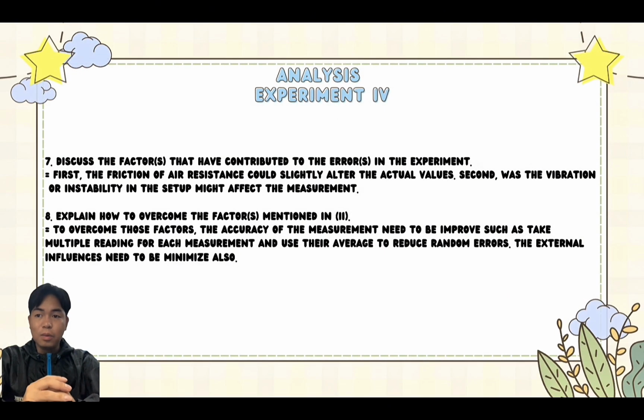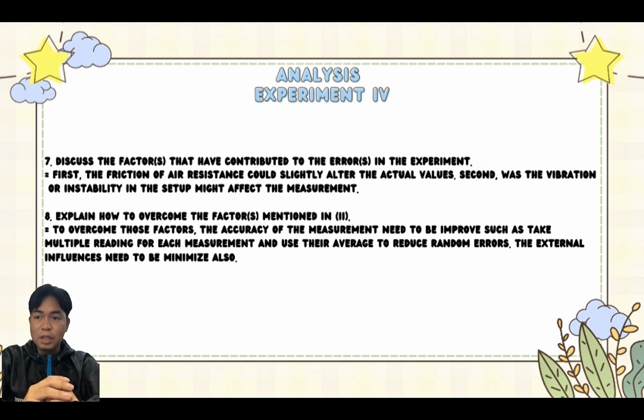Number 7, one of the factors that contribute to the errors in our experiment is friction or air resistance, which could slightly alter the actual values. And second, vibration or instability in the setup might affect the measurement. Number 8, to overcome the factors I mentioned just now, first, the accuracy of measurement needs to be improved, such as taking multiple readings for each measurement and using the average to reduce random errors. Next, the external influences need to be minimized also.